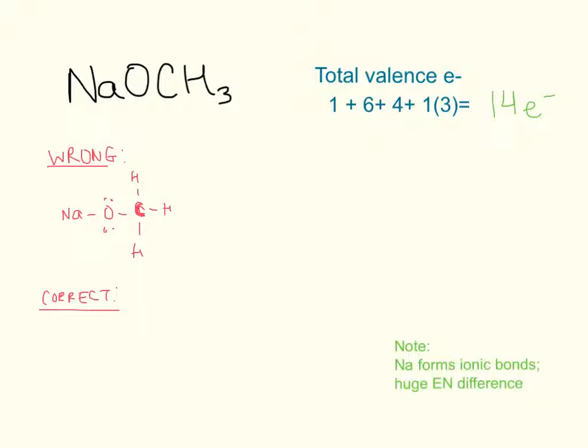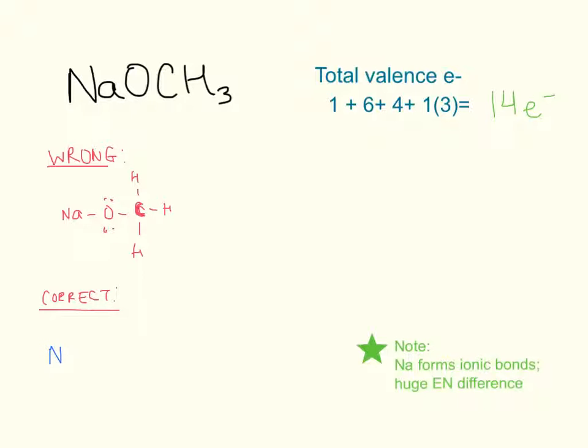And here's the wrong way of doing it. I'm going to put a big star next to my note, which says, note that sodium forms ionic bonds because it has a huge electronegativity difference from the oxygen. So you cannot draw sodium covalently bonded to oxygen because sodium forms ionic bonds, which means that you would have to draw sodium separately. So here's the right way of doing it.